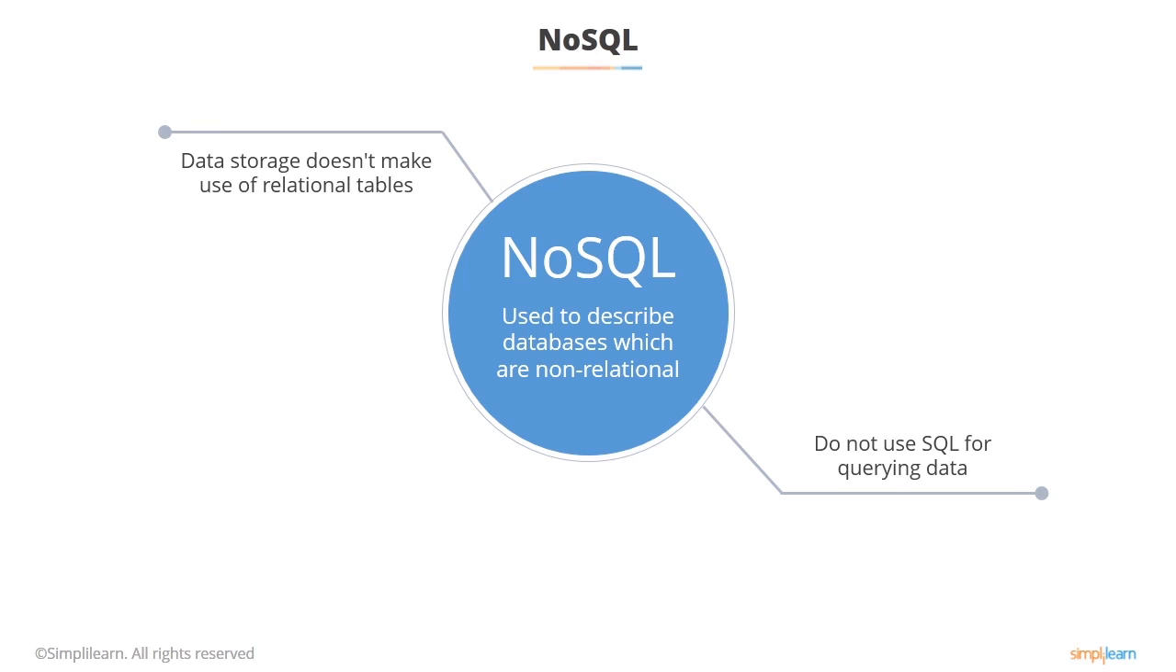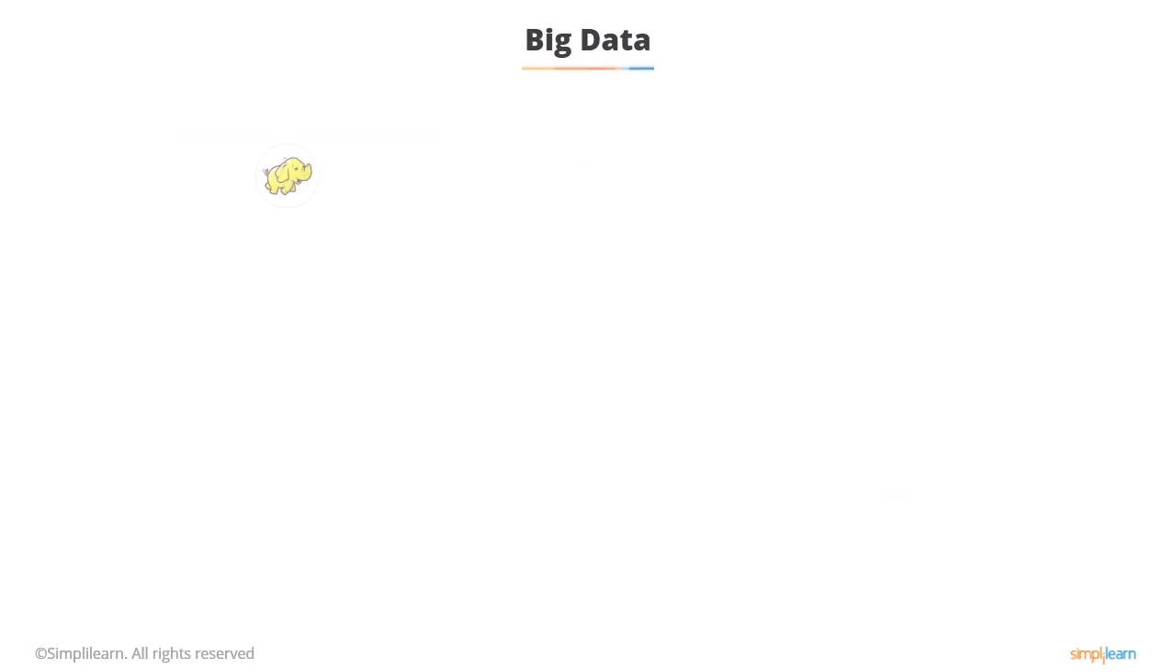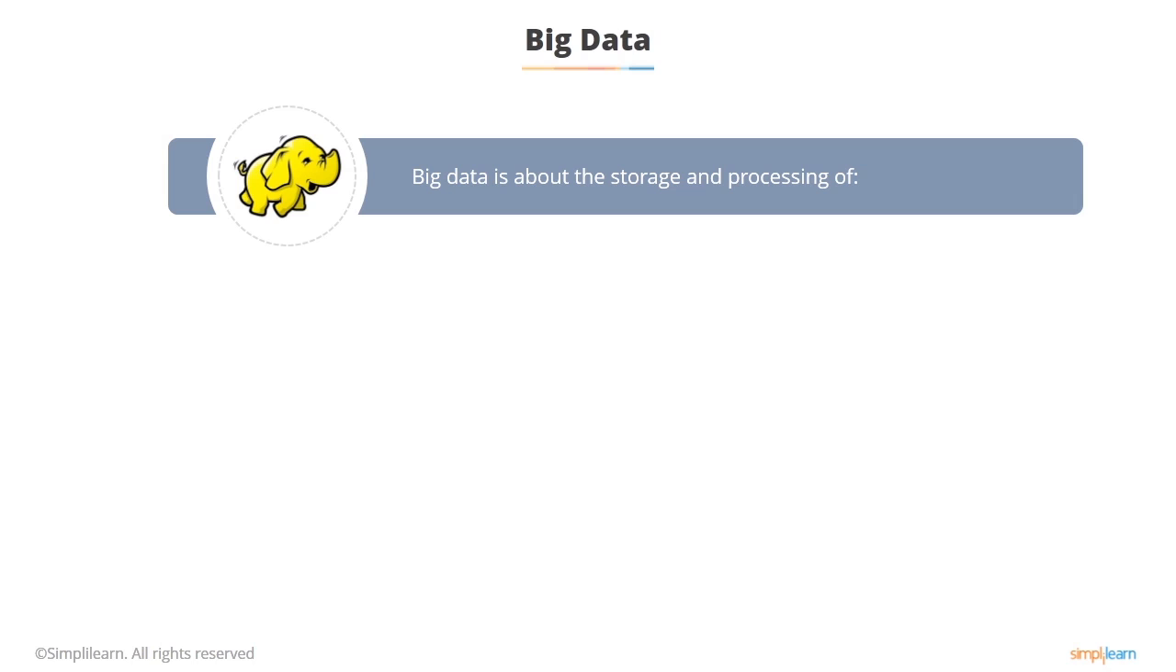There are other ways of doing it, and some data really doesn't lend itself to going into a relational database, which is what this is all about. Big data, with our friendly elephant Hadoop there. So dealing with the storage and processing of data which has various characteristics that really don't lend it to going in a relational database.